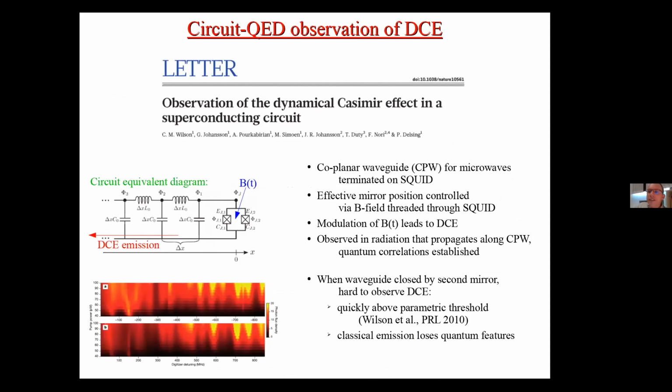Because the frequency is different. So this B field oscillates at a frequency which is twice as large as the one which is observed. So here I don't remember by heart. I think this guy was oscillating around 1 giga, and they observed the emission at half the frequency.